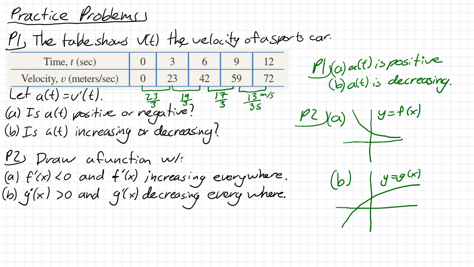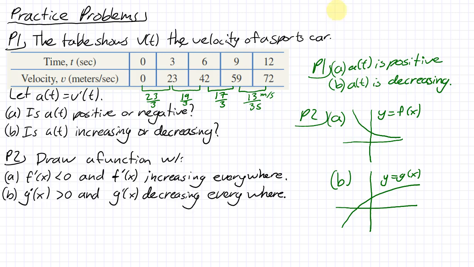And those are all positive numbers, right? The car is speeding up. You get higher and higher velocities. So it turns out that a of t is positive everywhere, but then you also notice that these are smaller positive numbers. So it is still speeding up, but the acceleration itself is getting smaller. So a of t is decreasing.